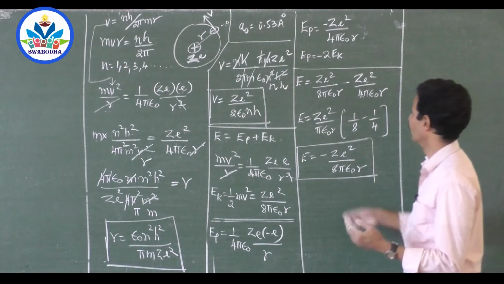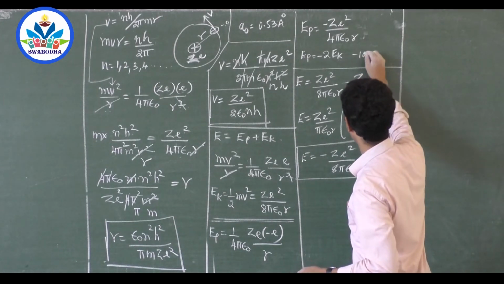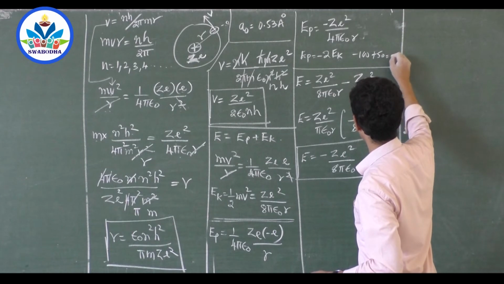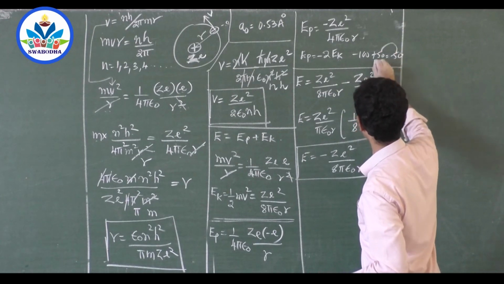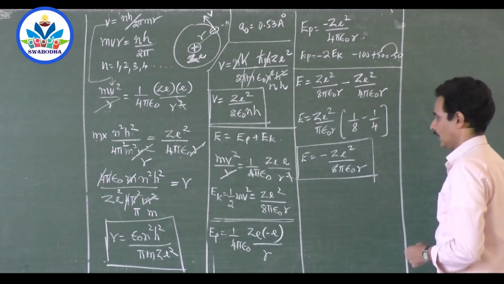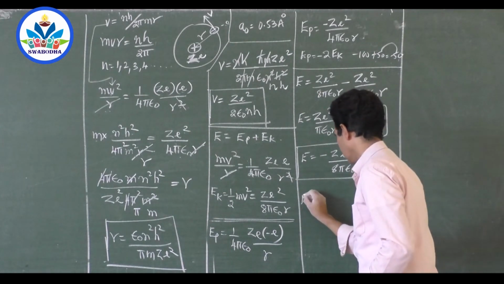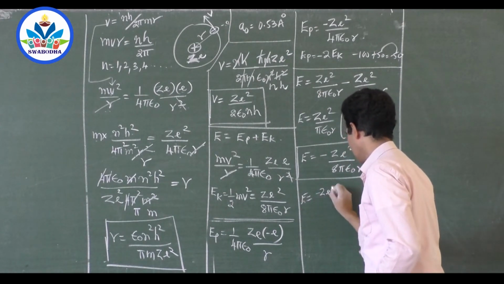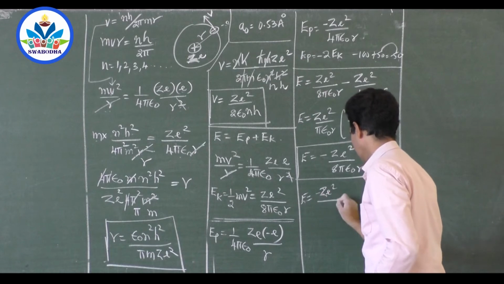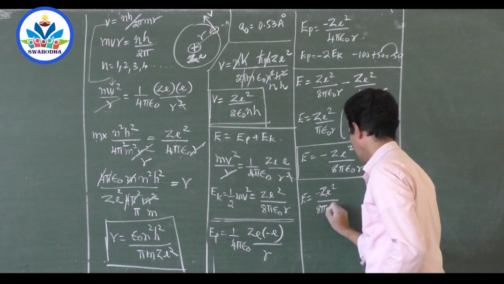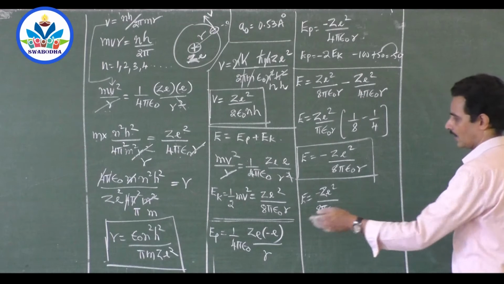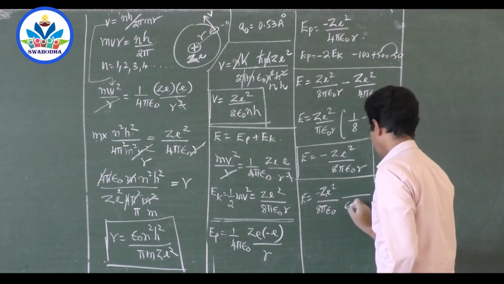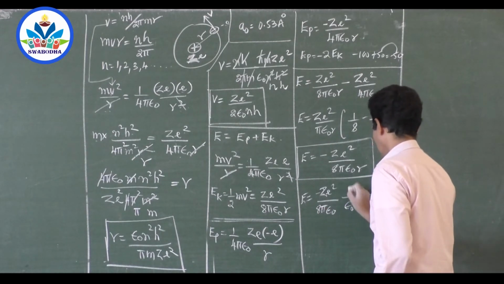I have given yesterday one example. Minus 100 plus 50 is equal to minus 50 answer. This is same as this one but with negative sign. Okay, so substitute for r. E is equal to minus Ze squared divided by 8 pi epsilon naught r. What is r? Epsilon naught n squared h squared by pi m Ze squared.